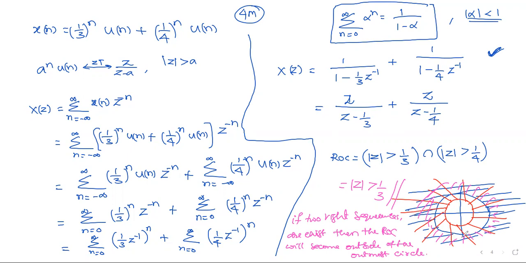For example, if two left-sided signals are given, what will happen? Now, find the z transform and ROC for x(n) equal to, if two are left-sided signals, let me take (1/2)^n u(-n-1) minus (1/3)^n u(-n-1).